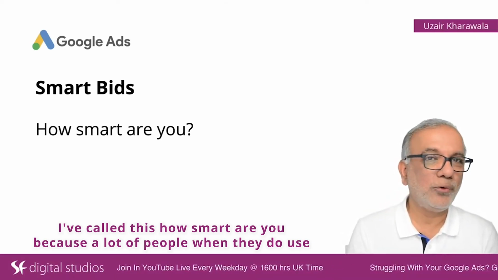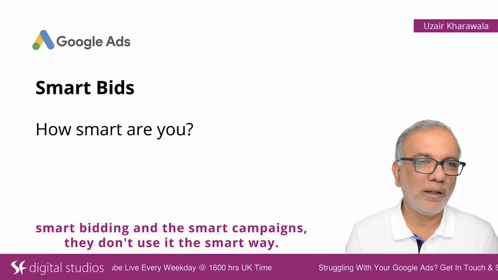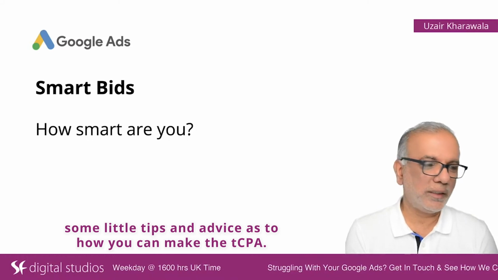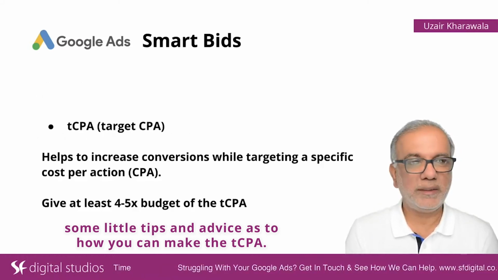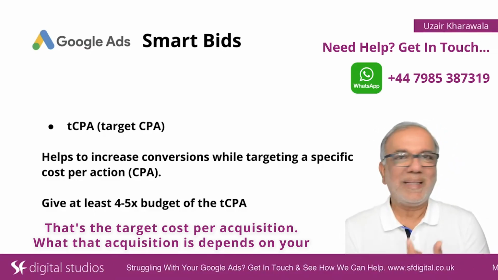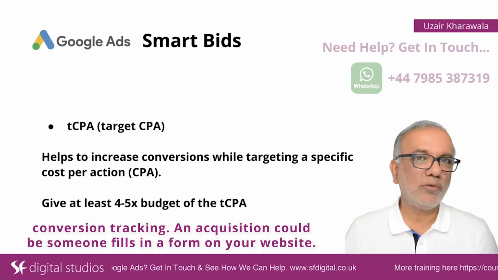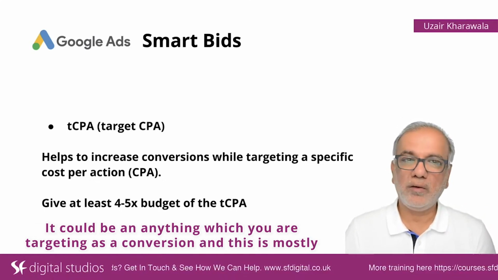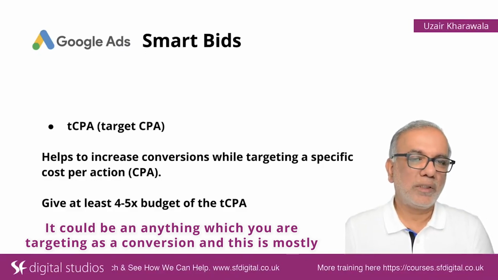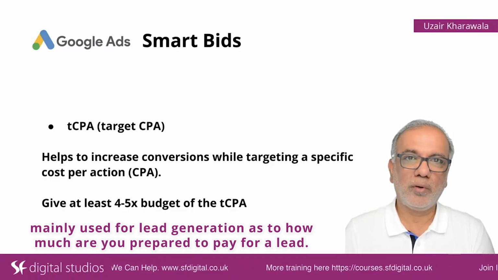Because a lot of people, when they do use smart bidding and the smart campaigns, they don't use it the smart way. They jump right into it and they don't get the results. And hopefully I'll give you some little tips and advice as to how you can make the CPA. So that's the target cost per acquisition. What that acquisition is depends on your conversion tracking. So an acquisition could be someone fills in a form on your website, or it could be anything which you are targeting as a conversion. And this is mostly and mainly used for lead generation, as to how much are you prepared to pay for a lead.